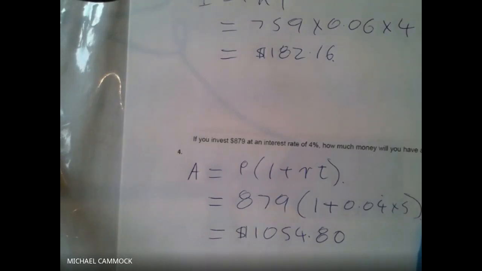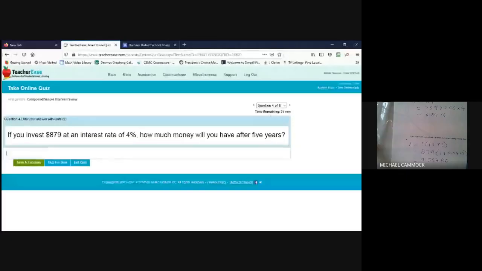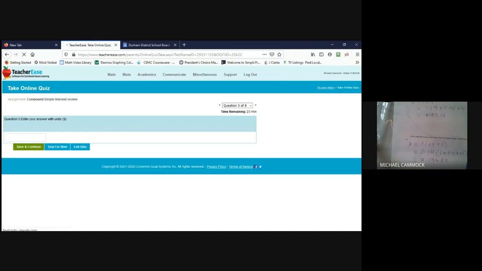So Teacher Ease, here we go. I'm going to put in that amount right now. Dollar sign first, please don't forget that. And then the 1054.80. I'm not leaving off that zero, that's important. Press save and continue, we're halfway there.